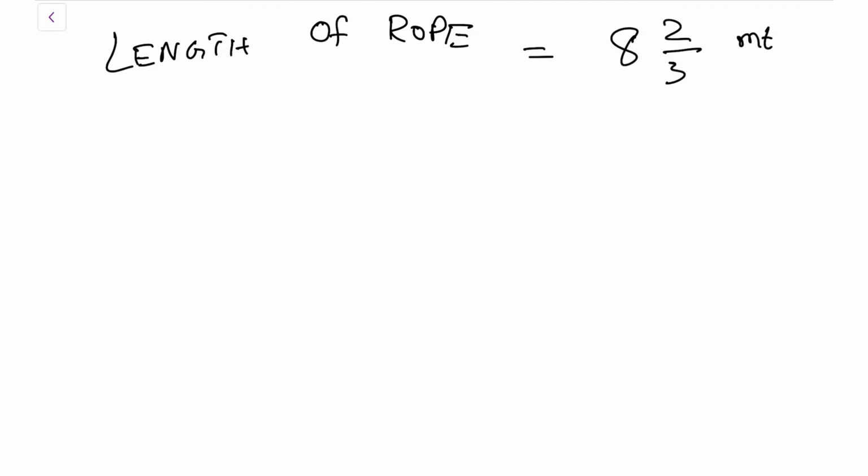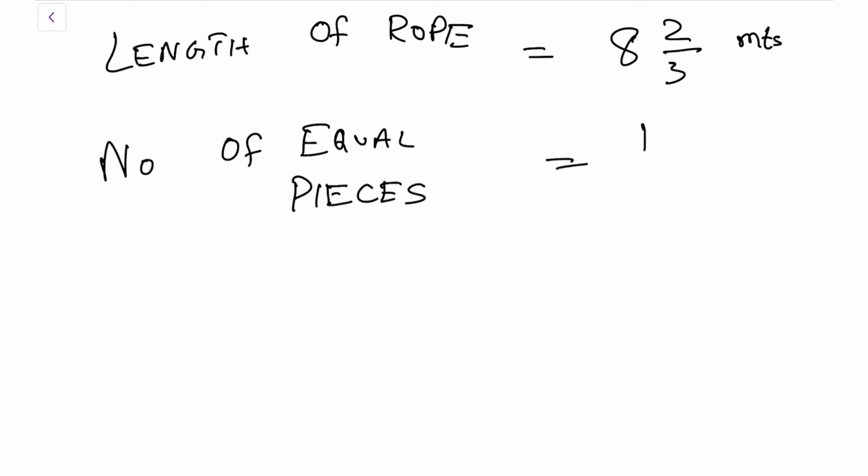Alright. And then they also said that the number of equal pieces it is cut into is 13. Alright. Now they're asking you to find the length of each piece. That means you have to find the length of each one piece. Therefore, length of each piece.